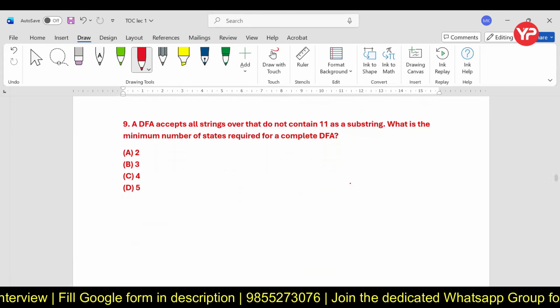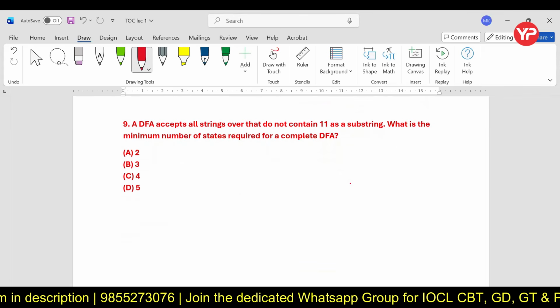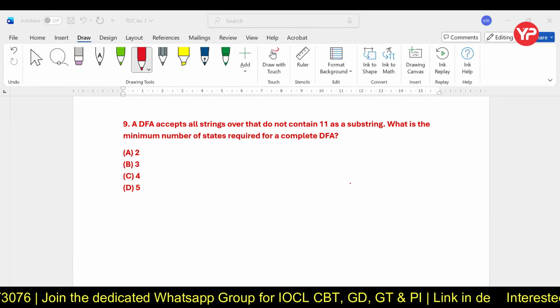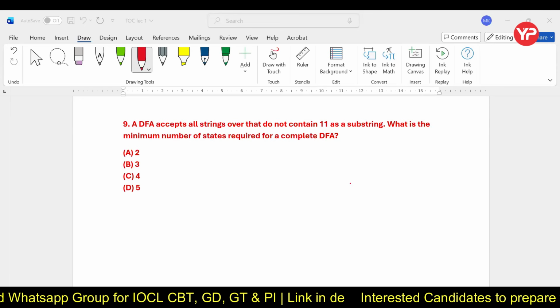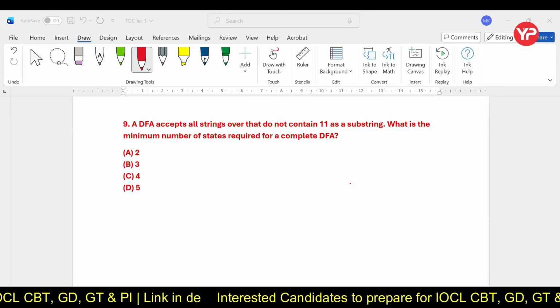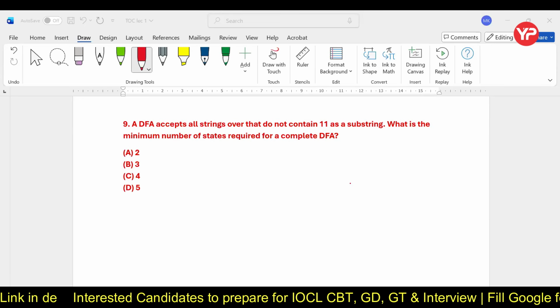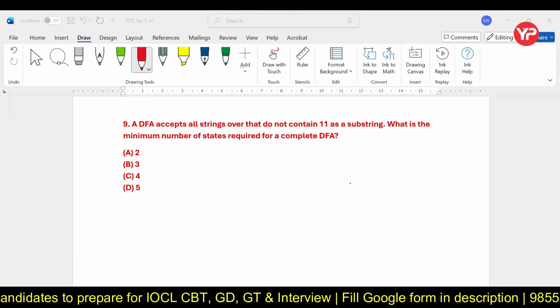Tell me the right answer of this one. Do it fast. A DFA that accepts all strings that do not contain the substring 1 1. So you can do one thing. First, make a machine which contains the substring 1 1.